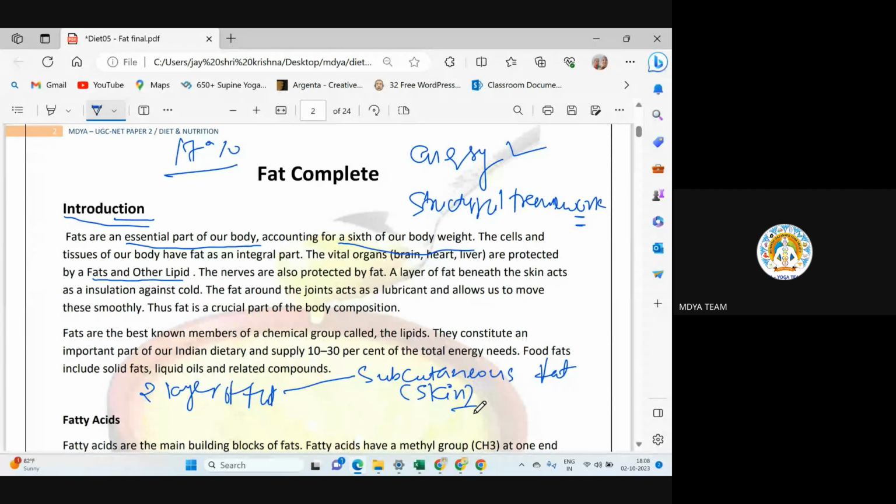Like you have heard of the Arctic wolf, you have heard of the whale. All these animals, those that live in water or in very cold climates, have a very thick layer of this subcutaneous fat. The other fat is visceral fat. Visceral fat is present around our important organs.